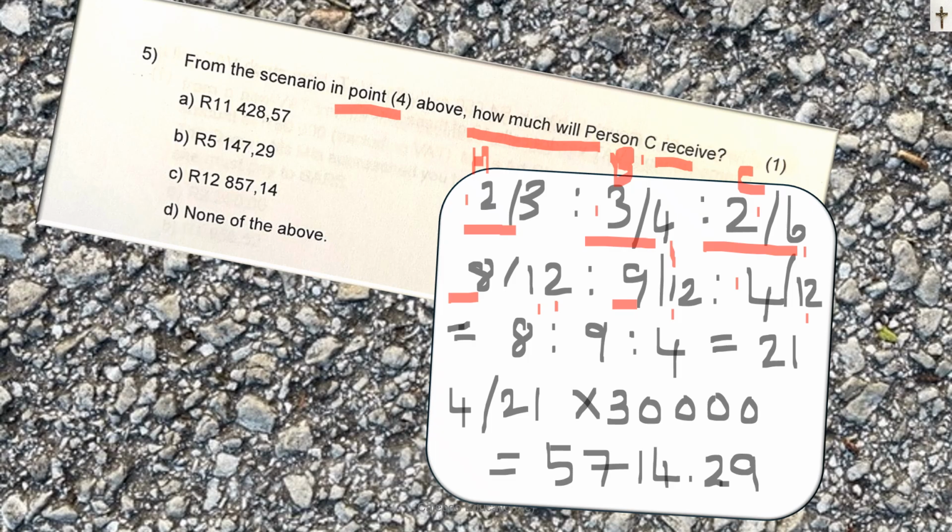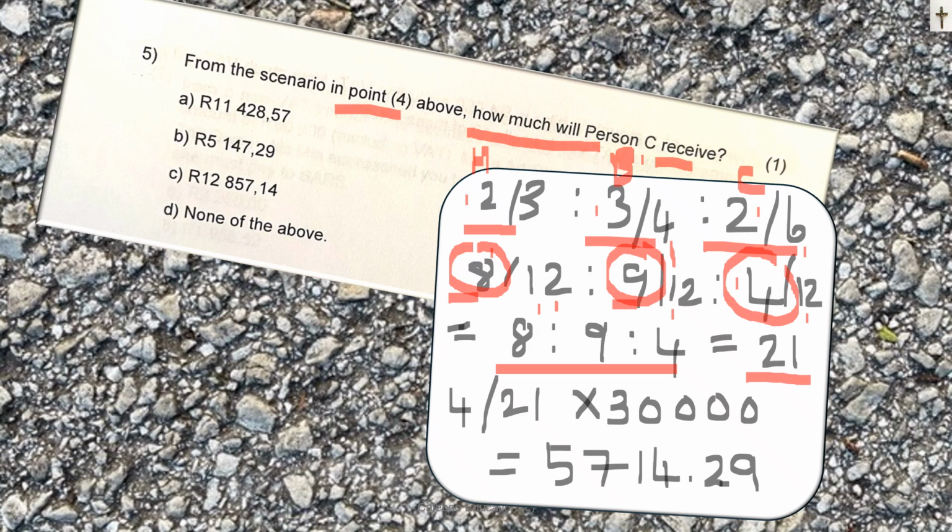Now I've just changed these fractions to a lowest common denominator, but they are still in ratio or proportion to each other. So what we do now is, with this type of sum, we take the numerators with the new lowest common denominator, and we put them into a ratio. 8 is to 9 is to 4. Then what we do is we add up the numbers, and it equals 21.